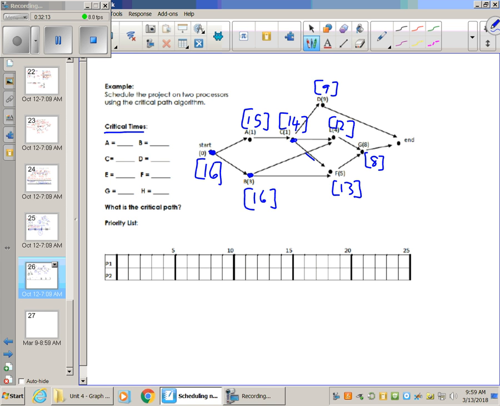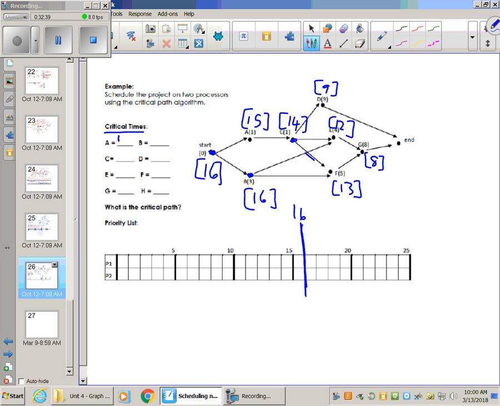Okay? So that means that if I had two processors and I was going through this entire task, by the end, it's going to take a minimum of 16 hours or minutes to complete all of these tasks. So by whenever you fill out this schedule at the bottom here, it should not exceed 16. I know what that answer is going to be at the end. Let's go ahead and schedule it.